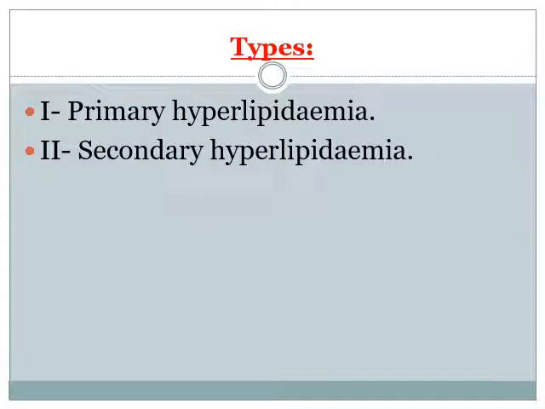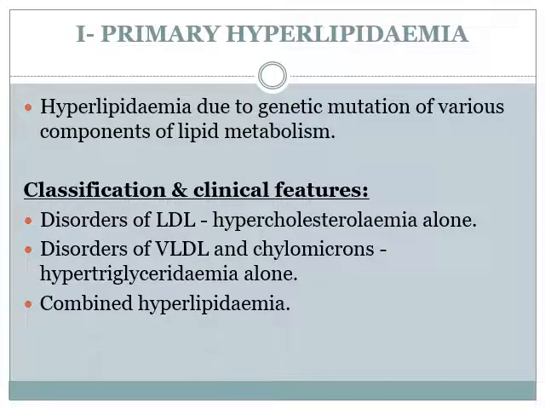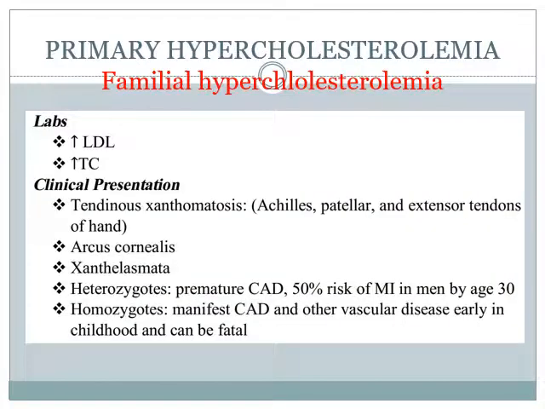Types of hyperlipidemia: there is primary hyperlipidemia, whose cause is mostly genetic, or secondary hyperlipidemia due to other diseases. Primary hyperlipidemia is due to genetic mutation of various components of lipid metabolism, and is classified according to the type of the lipid: disorder of LDL cholesterol alone, meaning LDL hypercholesterolemia alone, or VLDL and chylomicron hypertriglyceridemia alone, or combined, where all types of lipids are high.